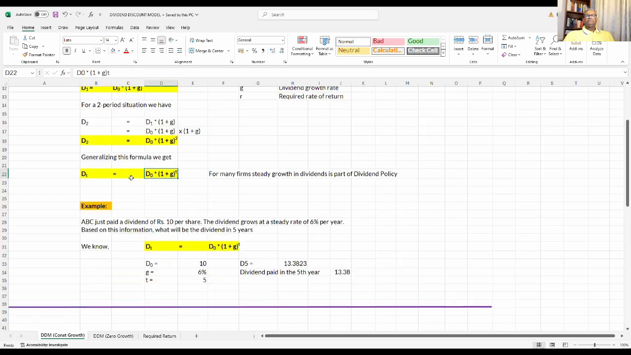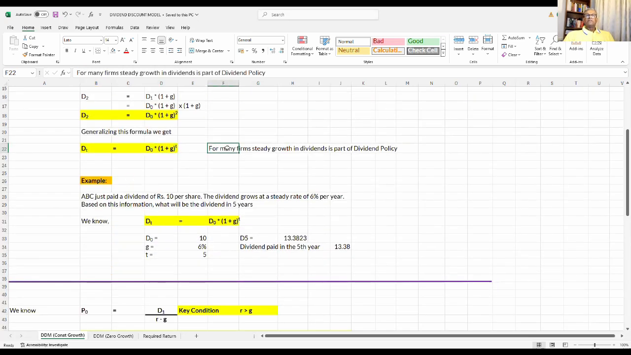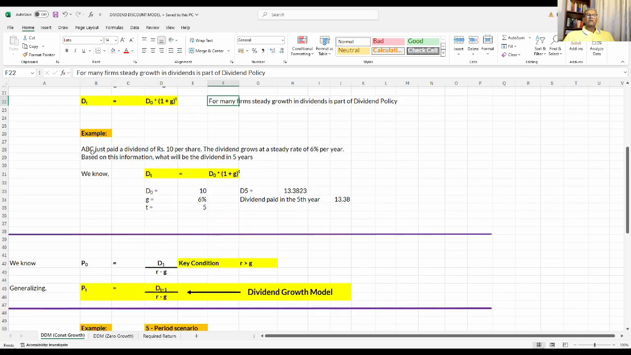And so for many firms, the growth in dividends is part of the dividend policy. So let us take an example. So ABC just paid a dividend of 10 rupees per share. So D0 is 10. And the dividend grows at a constant rate of 6% per year. So G equal to 6%. Based on this information, what will be the dividend in 5 years? So t equal to 5. So it's very easy. Dt equal to D0 times 1 plus G to the power t. So D0 is 10 and G is 6% and t equal to 5. So you just plug in the numbers in this equation. So we get the dividend paid in the 5th year as 13.38.